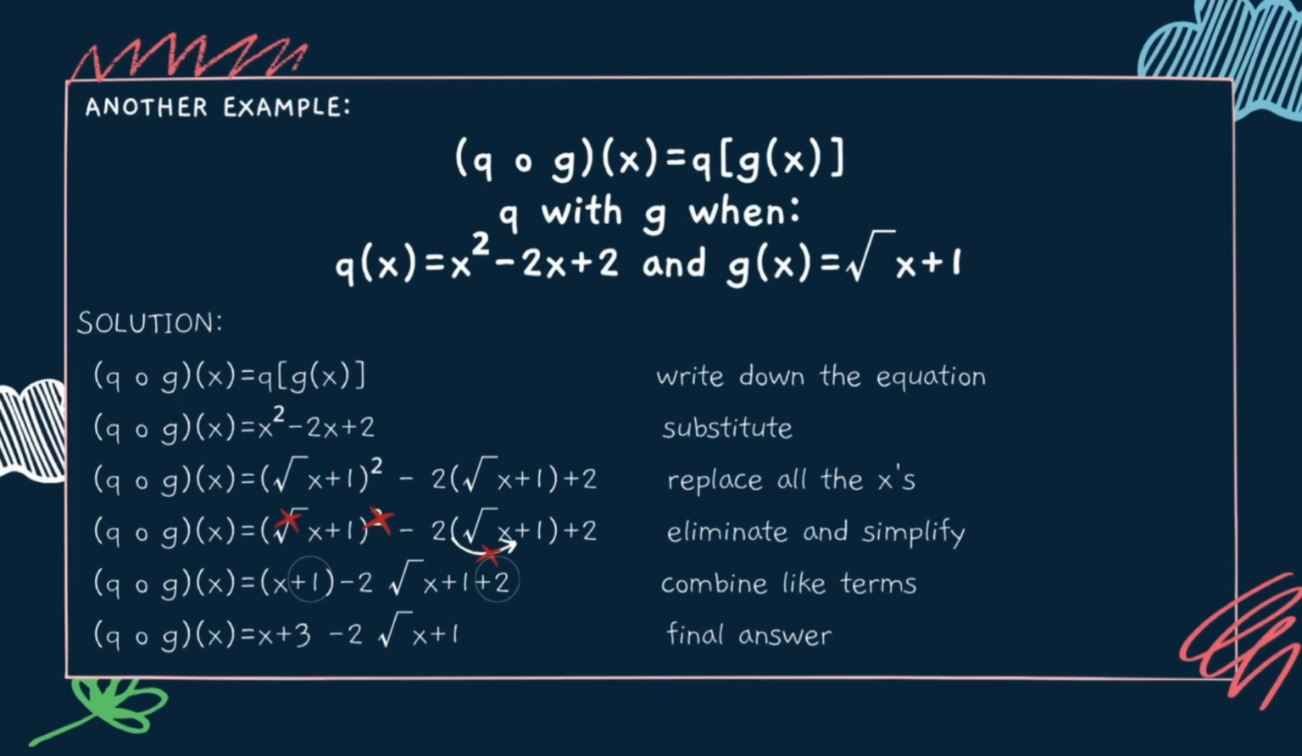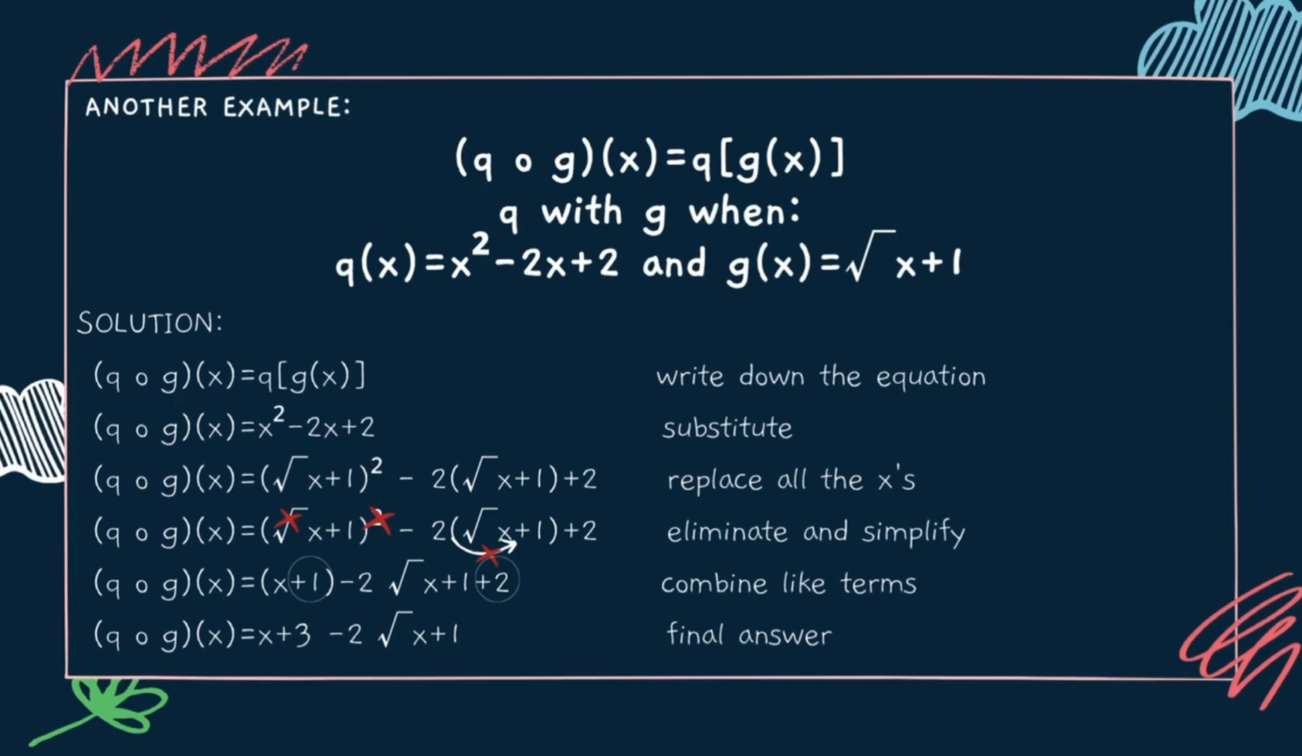The next thing to do is simplify. In order to simplify the first term, you can eliminate the radical symbol because outside the first term's parenthesis is a squared sign, making it possible to eliminate the radical sign, leaving you with x plus 1. On the second term, you can distribute 2 since the term inside the parenthesis is also inside a radical sign, leaving you with 2 square root of x plus 1.